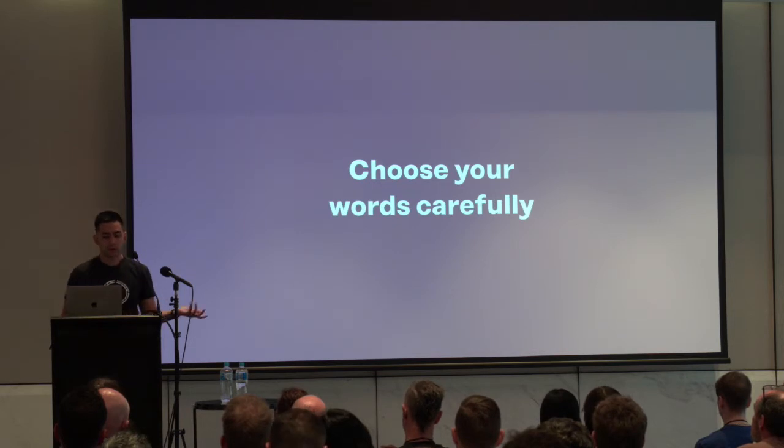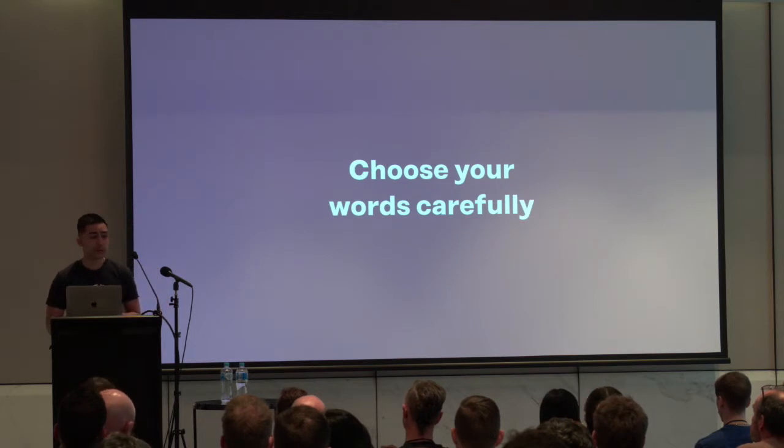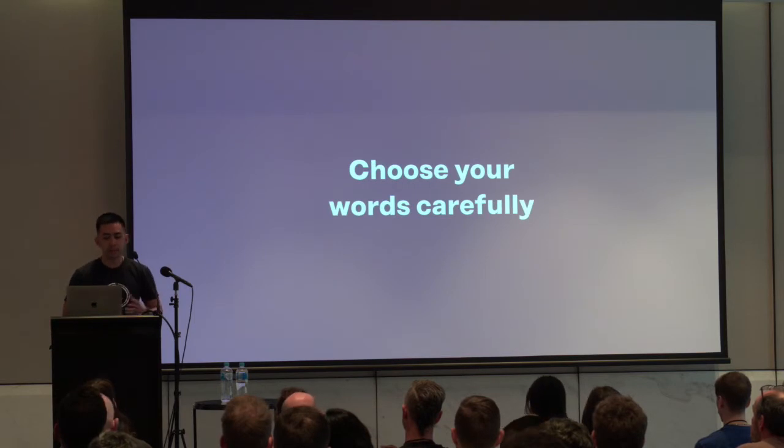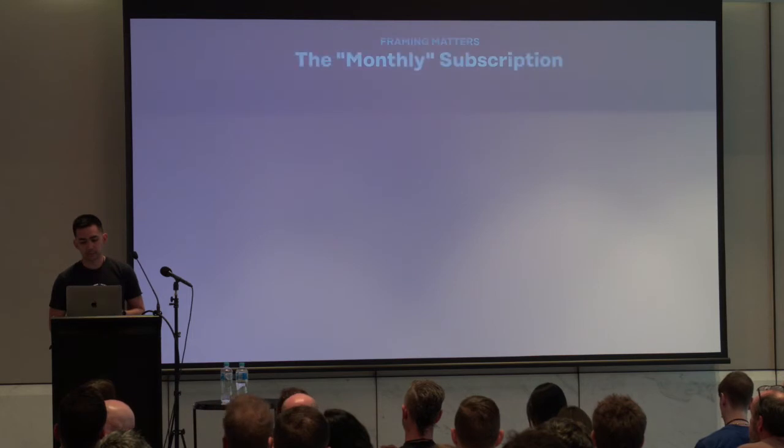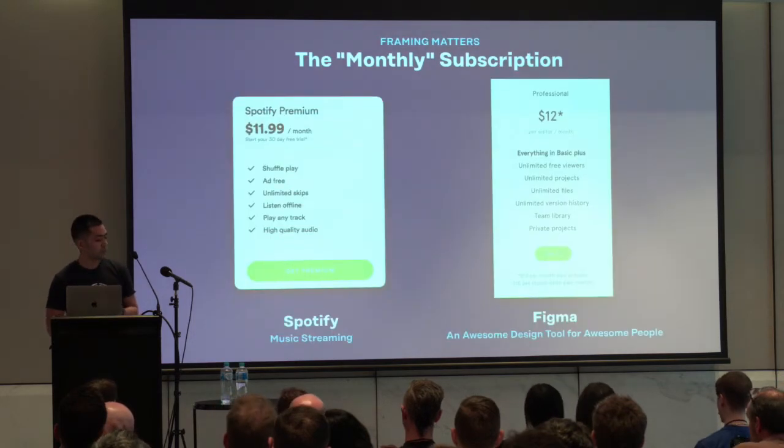When you're writing microcopy, a lot of it comes down to choosing the right words. That means you're often choosing what to say and how to say it, but most importantly, how you're framing it. And how things are framed can make a massive difference. So take pricing for example. I see this tactic a lot and it's honestly getting pretty annoying. Monthly prices for a product that's charged once a year.